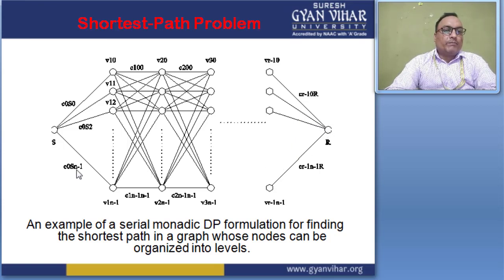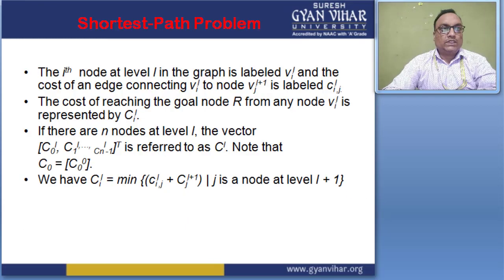This is an example of a serial monadic dynamic programming formulation of the shortest path in a given graph whose nodes can be organized into levels. First you find the cost associated with it. If the cost is less, this is the shortest path of this problem. Then move to the next step of the problem. These are the shortest path problems.